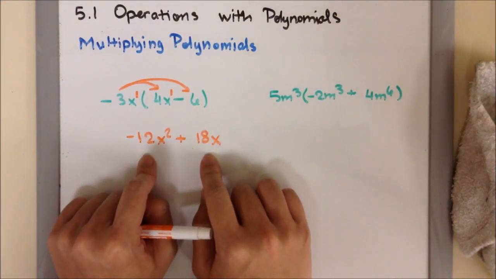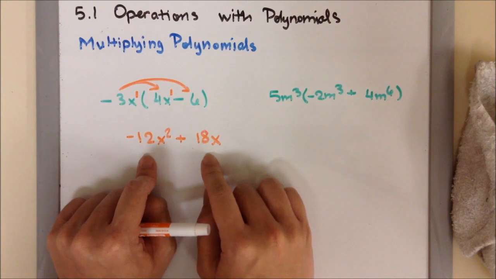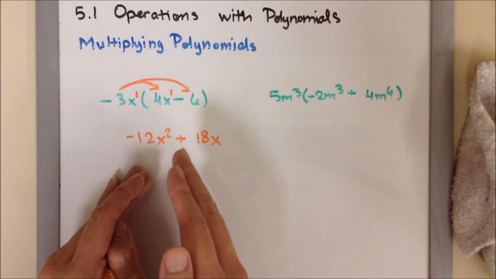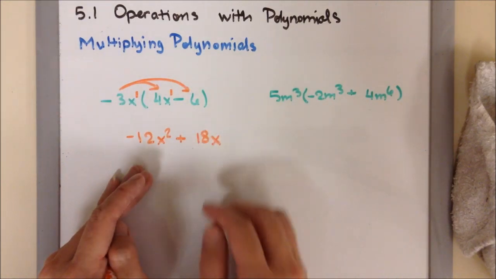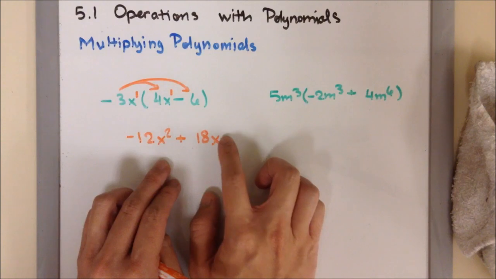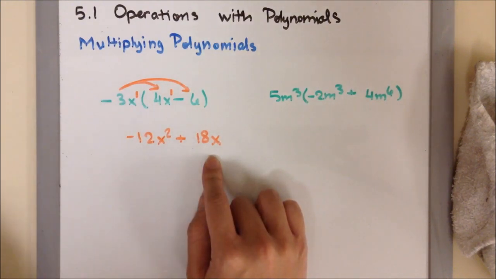Now I've got to make sure my terms are in order, meaning that I put the highest exponent first, and then starting from the next one, lower. So negative 12x squared plus 18x to the 1 power. This is in order, so this is my final answer.